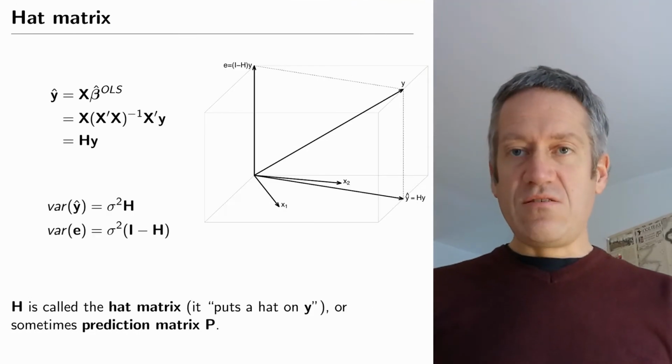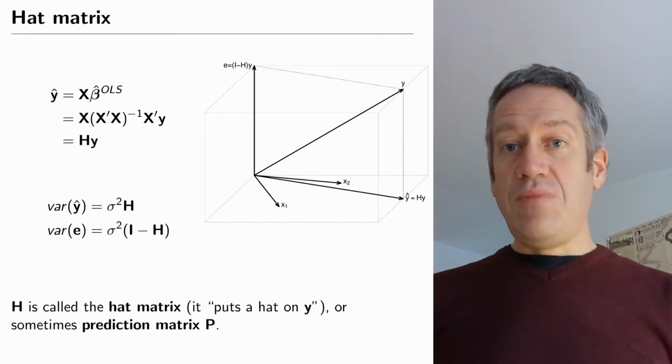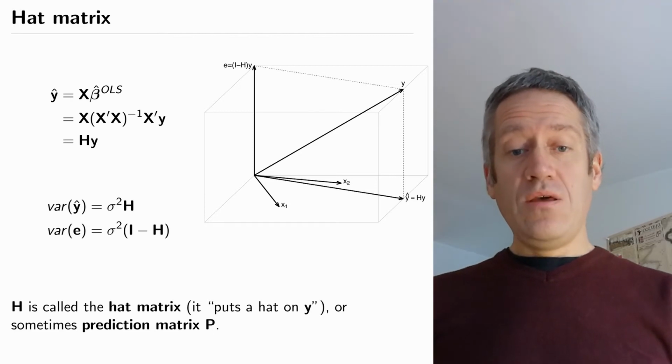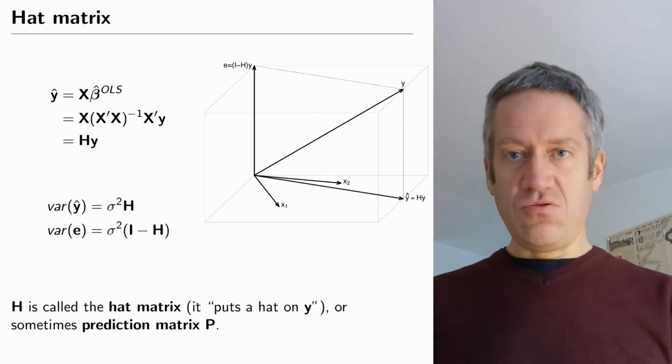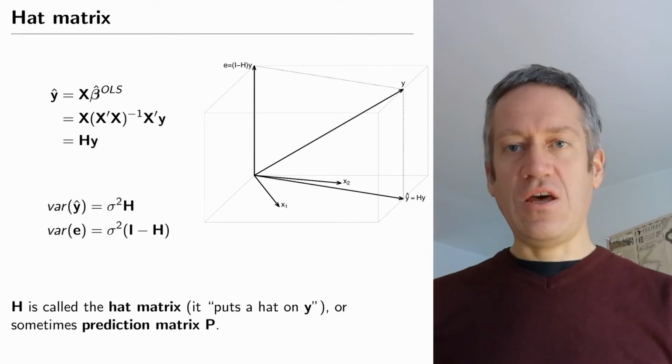So before we get there, a little bit of matrix algebra. There's a matrix called the hat matrix, and I want to briefly talk to you about what that actually does. And I think it actually helps to generally understand a little bit what linear regression is.